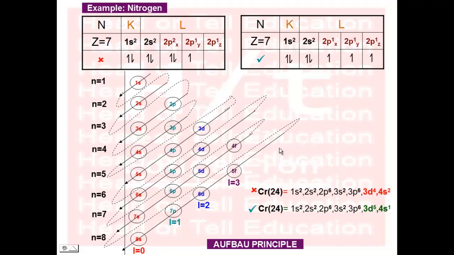Okay, so for example we have chromium. Chromium's atomic number is 24, so first fill is 1s2, so these two electrons are filled. Next fill is 2s2, which is again okay. Third is 2p6, this configuration is okay. Next is 3s2, which is okay according to the direction. Now next is 3p6, which is also okay.